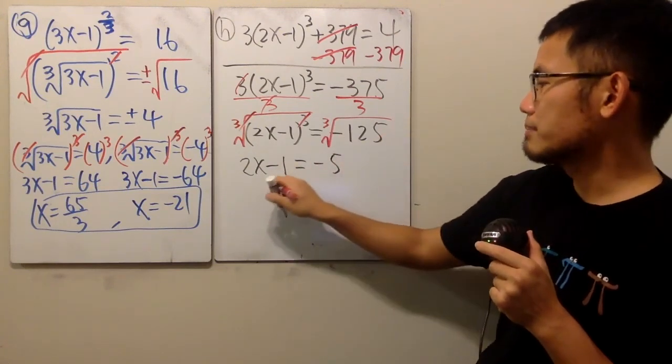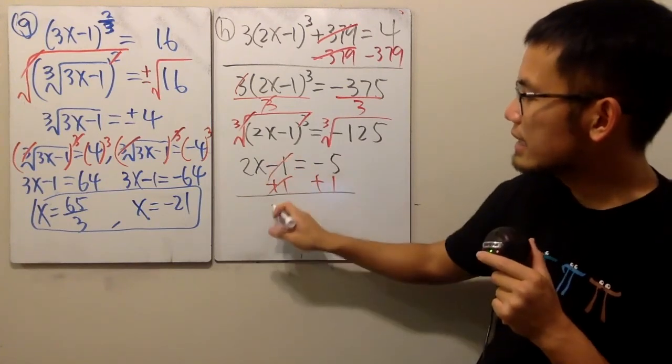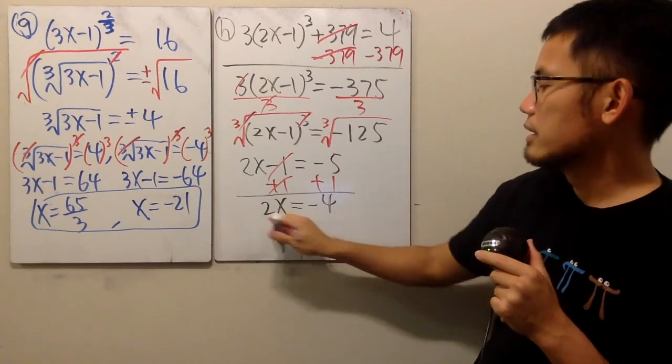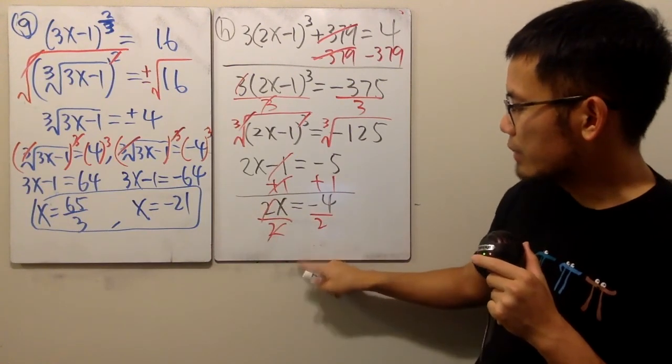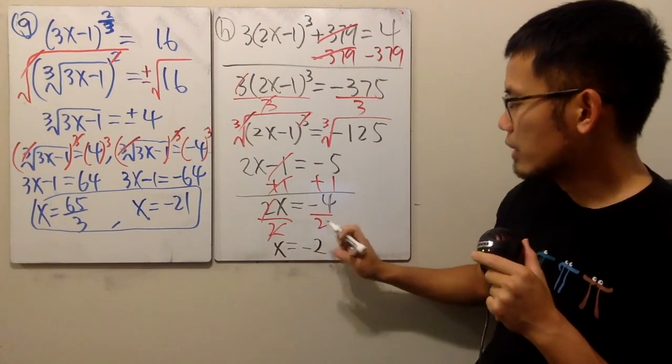And we can finish this by adding the 1 on both sides. Cancel this out, and then we get 2x equals negative 4. Lastly, divide both sides by 2. Cancel this out, and we end up with x being equal to negative 2 like this.